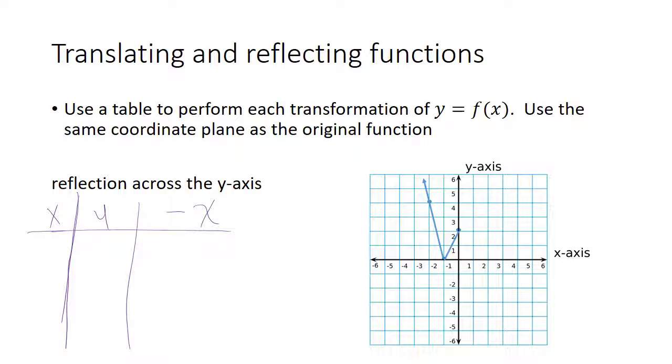So here our points were -2, 4, -1, 0, and 0, 2. So my new x, if I'm going to take the opposite of that, is going to be a 2. So that means my point would be at 2, 4. My -1 is going to become a +1, so it will be right here. And then my 0, can't really change the sign of a 0, so it overlaps it. So here is the reflection across the y-axis.